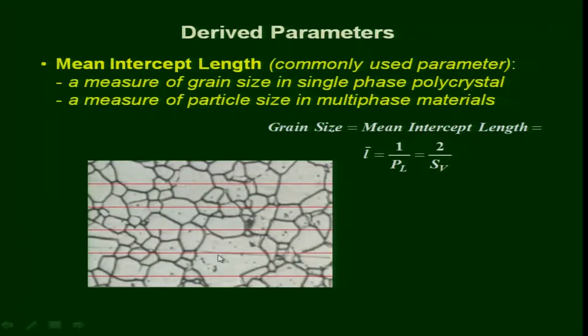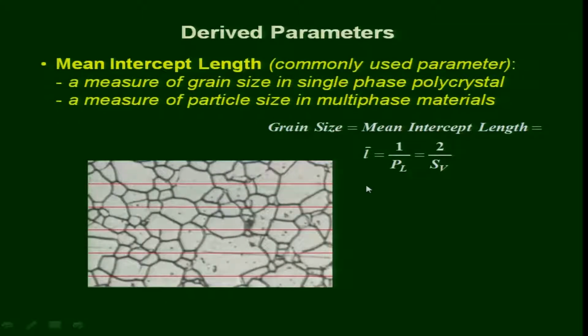This is a very standard measure that is used as a measure of average grain size of the polycrystalline material. And it is interesting to see that the average grain size is related to the surface density as 2 upon SV. If you look at the relationship between SV and PL, then this 2 upon SV would become clear. So, as surface density increases, very clearly the average grain size must reduce, as expected.